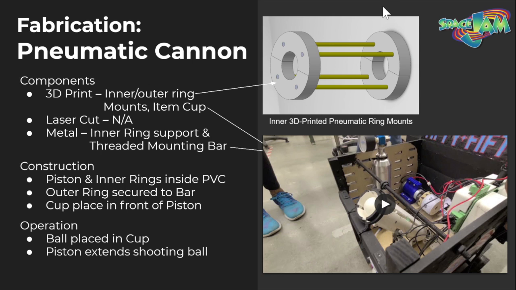Within the PVC pipe itself, there's a 3D printed cup, which holds the ball in place until the piston pushes it out and fires the cup towards the bucket. Here's a video of it in action.